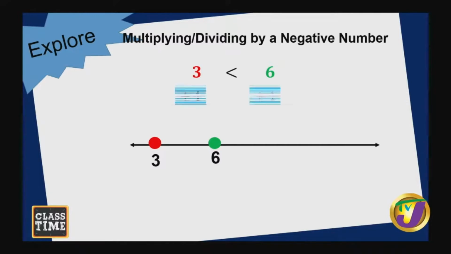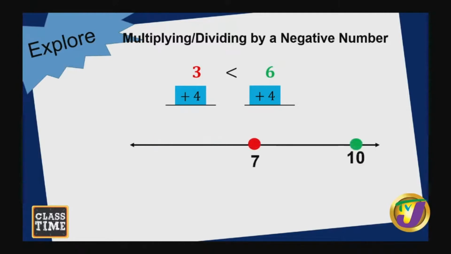Now, if we were to add 4 to both sides, because we're maintaining that balance that we spoke about, what would our new numbers be? We would get 7 and 10. Let us represent that also on the number line. 7 remains to the left of 10, which keeps the inequality sign true, because of course 7 is less than 10.